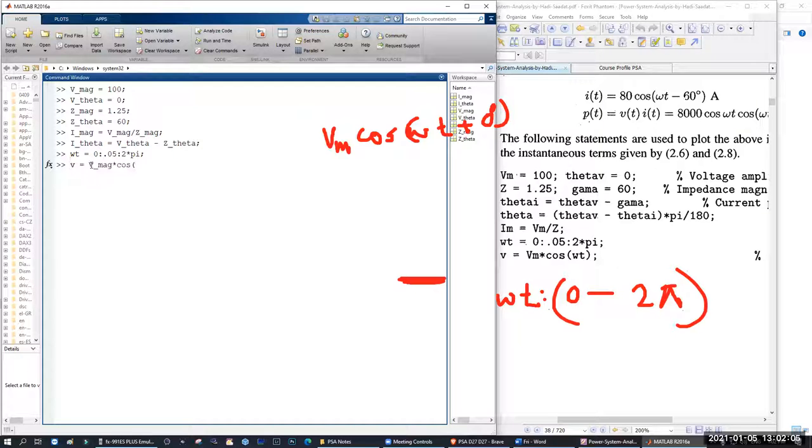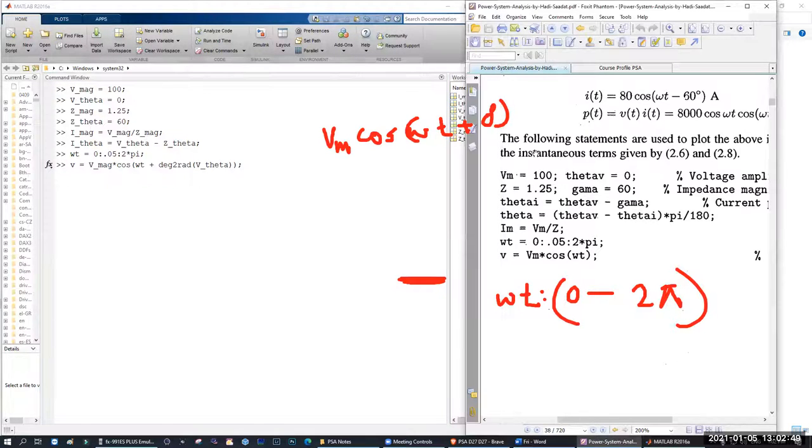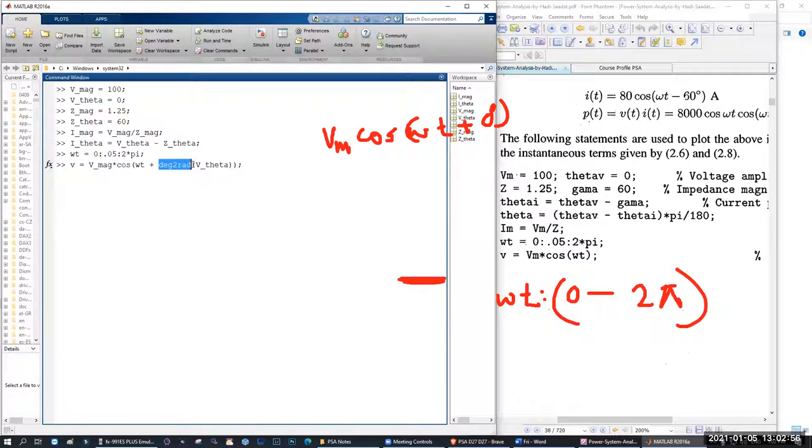Now I'm going to write V is equal to V max cos omega t plus what? Plus 0 degree, right? But 0 degree means V theta. Understood? V theta. But there is a problem. Here the omega t is in radian, but V theta is in degree. So we have to convert degree to radian, right? So DEG to RAD, degree to radian. Understood, everyone? What I have done here? Yes, sir. I converted. You can see in the book, they multiply with pi and divide by 180, but I'm not going to do that because we have a function called degree to radian.